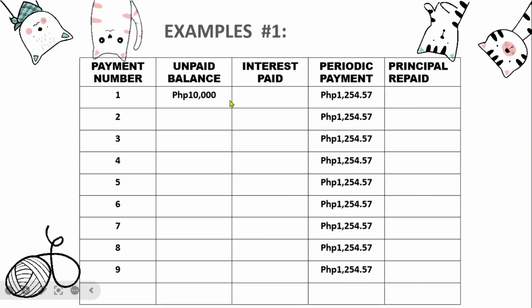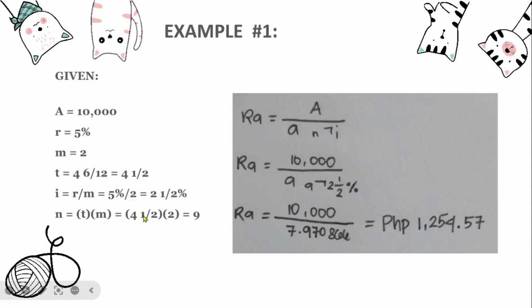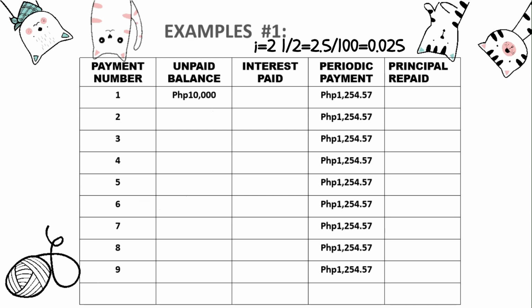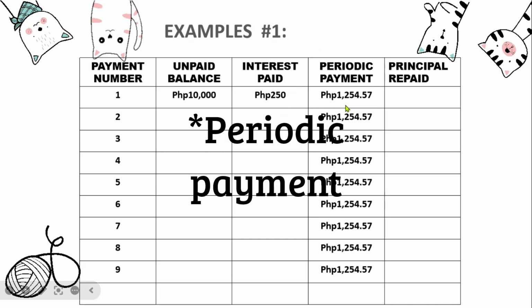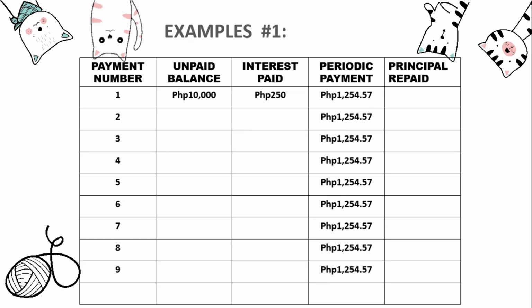To get the interest paid, first we should convert our I to decimal. So our I is 2 and a half, and the decimal amount of this is 2.5. Let's divide it by 100, so we will get 0.025. So 10,000 times 0.025 is equal to 250. To get the principal repaid, let's subtract 250 from the periodic payment, so we will get 1,004.57.